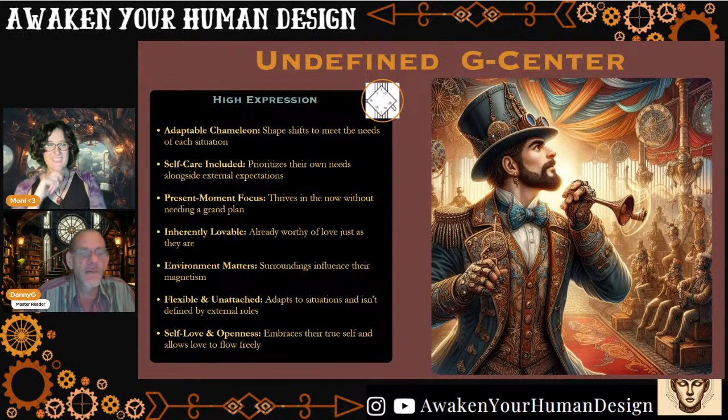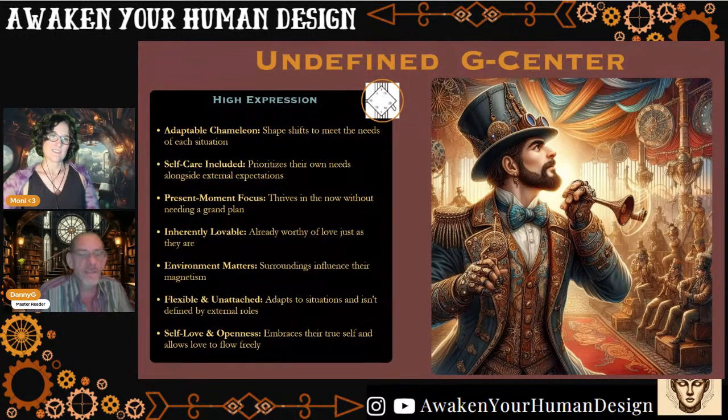So let me try this. Adapt. What is that? Adaptable chameleon. Yep. So it shape shifts to be able to meet the needs of each situation where they're at. You know what I mean? Seeing where they're at so they can know whether they need to go or not.